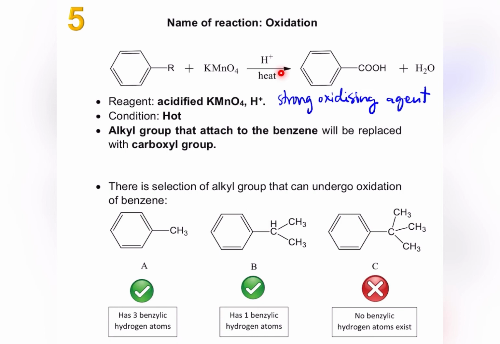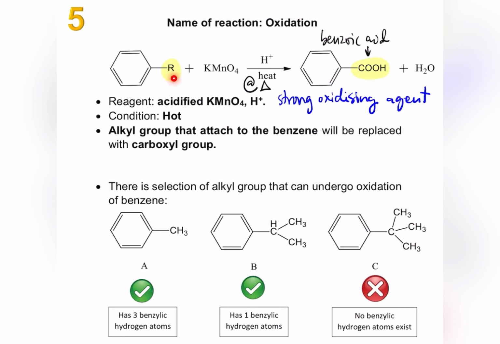So how do you write down the reaction? Only selected benzenes can undergo this reaction, where the benzene must be attached to an alkyl group. This alkyl group reacts with KMnO4 in acidic conditions, with heat, and you can use the triangle. Then you will form the product, which is benzoic acid plus water. So how can benzoic acid be formed? The carboxyl group will replace the alkyl group here. So there is a selection of alkyl groups that can undergo oxidation of benzene.